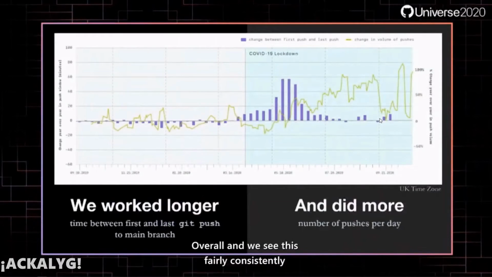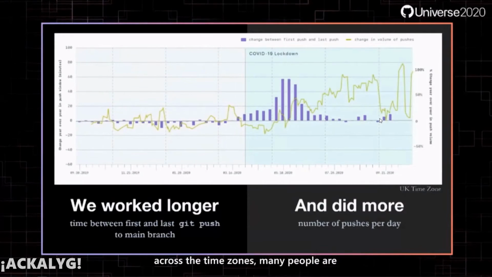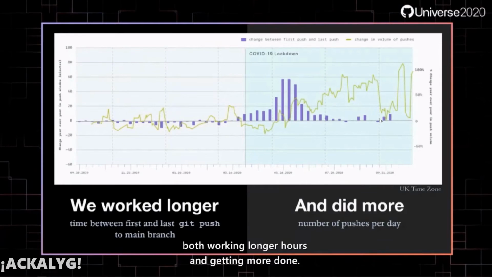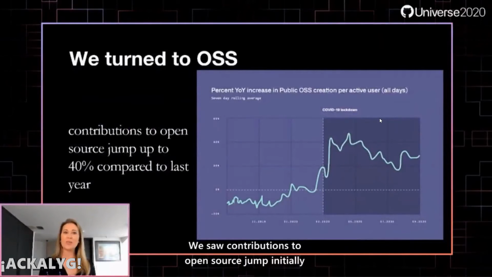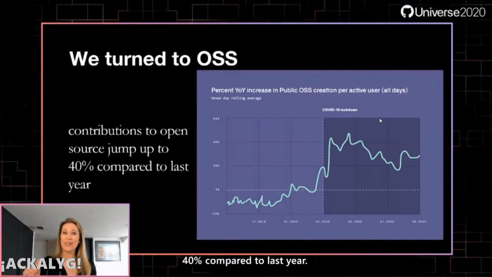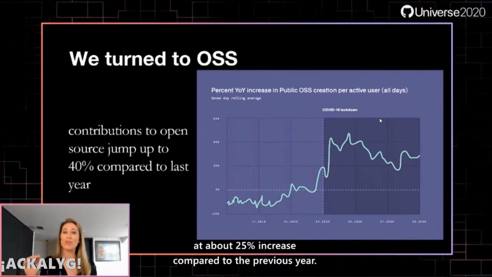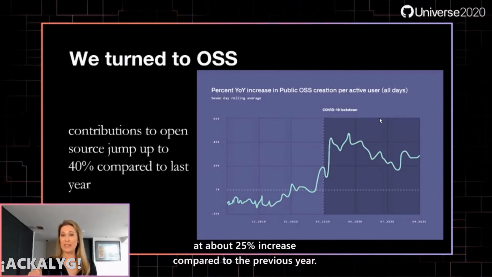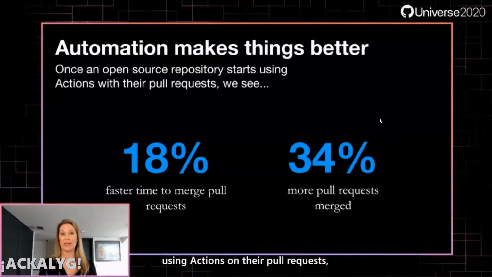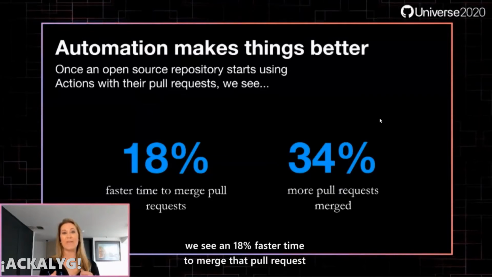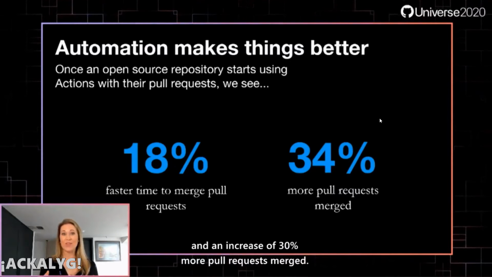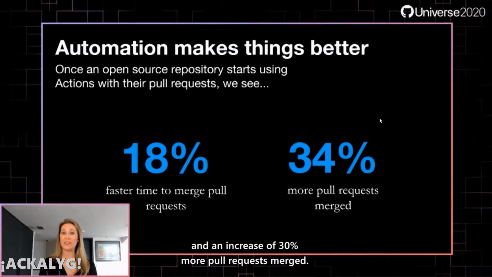Overall, and we see this fairly consistently across the time zones, many people are both working longer hours and getting more done. We saw contributions to open source jump initially 40% compared to last year, and then they settle out at about a 25% increase compared to the previous year. We found that once an open source repo starts using actions on their pull requests, we see an 18% faster time to merge that pull request and an increase of 30% more pull requests merged.